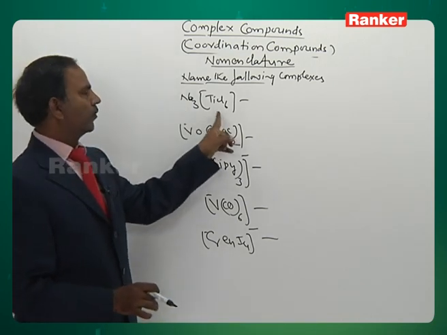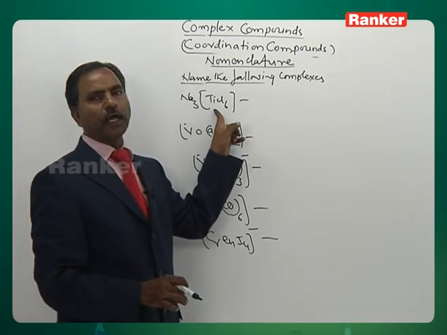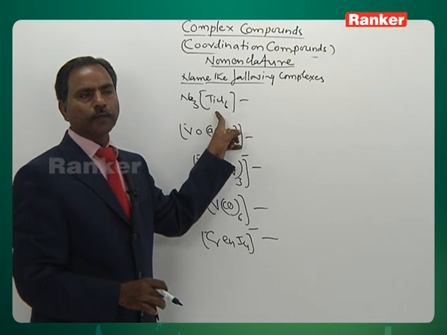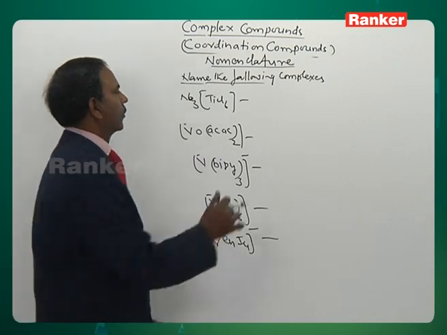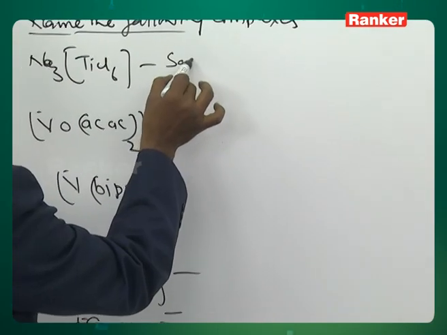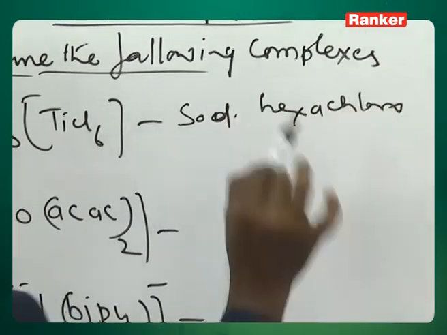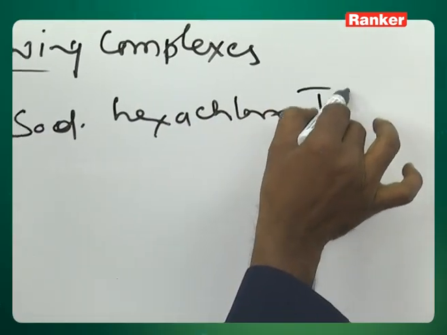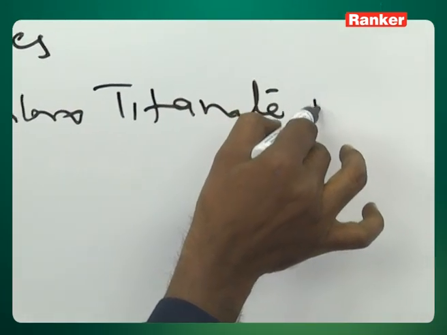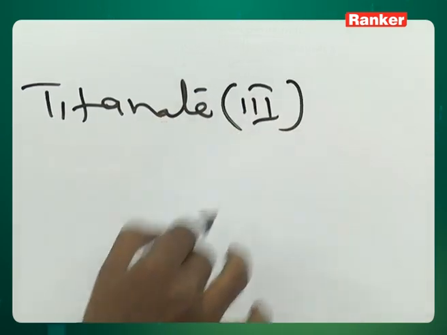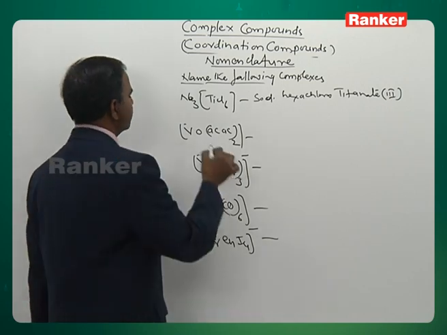Now, according to our guidelines, this is the cation, this is the anion. First cation followed by anion. Moreover, this titanium is in the anionic part, therefore you have to add ate, therefore titanate. First the cation, sodium, hexachloro, titanate. See, oxidation number 3. Sodium hexachlorotitanate(III).